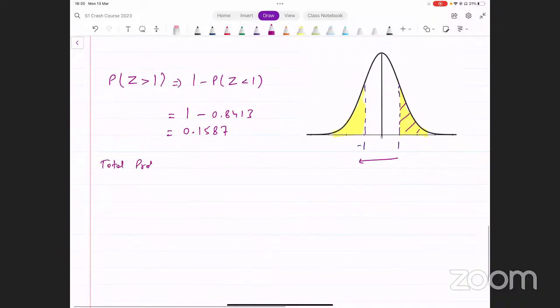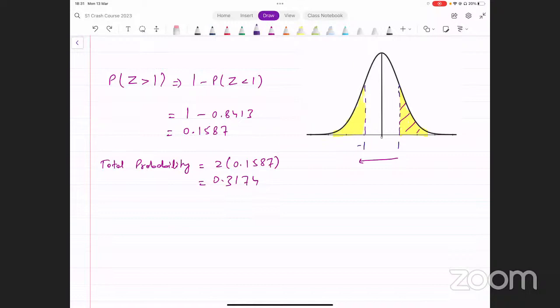The total probability in this case would just be 2 into 0.1587. Let's see what that turns out to be. This is 0.3174. All right, so for one body feather, what's the probability that the length is more than 1 standard deviation away from the mean? For one body feather, the probability is this.